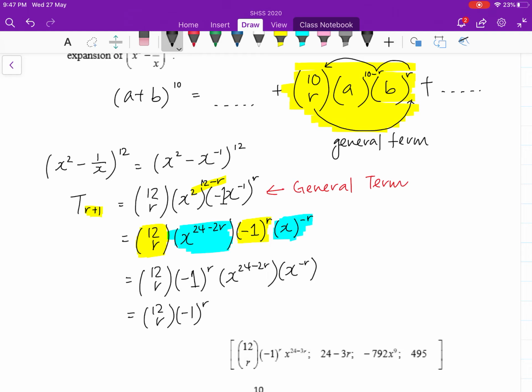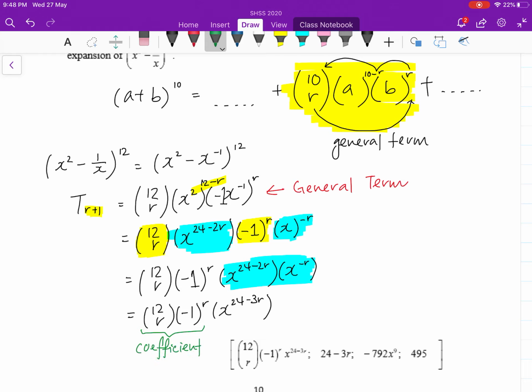And this, I'm going to join them together. With indices, the powers add up together. So you get x to the power of 24 minus 2r minus r, which gives you 24 minus 3r. That's it. So remember, this is the coefficient, which is the number in front of the x.